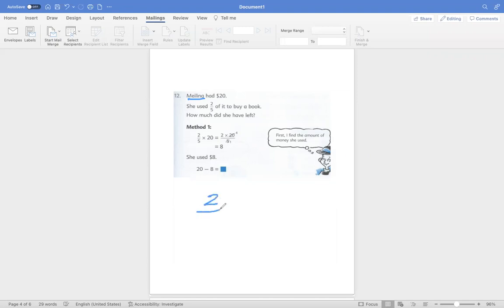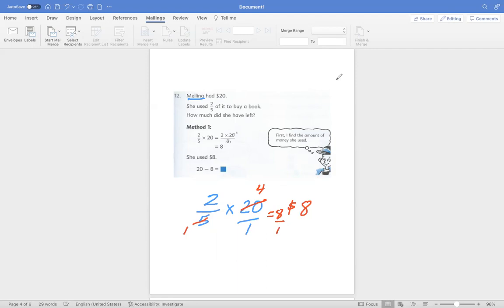I can take what I just learned about multiplying times a whole number and say, well, if she used 2/5 of her original, of the whole was $20, remember, we can change this to 20 over 1, and now we can simplify before we multiply. And 5 and 20 have a common factor of, I'm sorry, of 5. 5 divided by 5 is 1. 20 divided by 5 is 4. And now we multiply to find that she used $8 because 2 times 4 is 8. 8 over 1 equals $8.